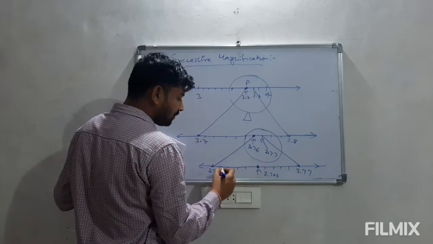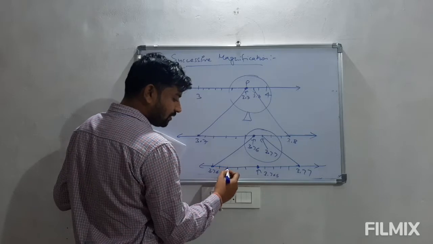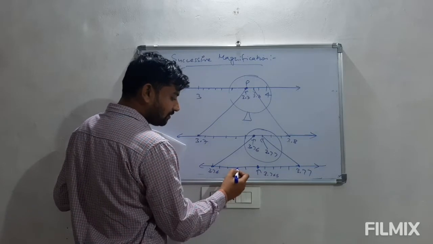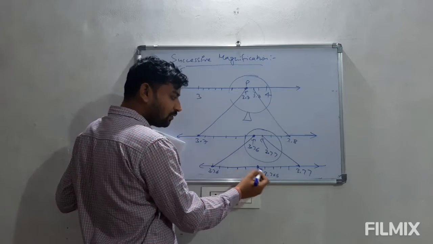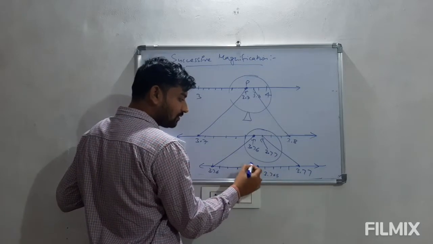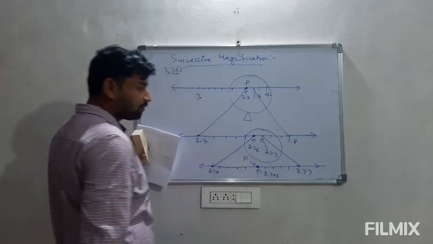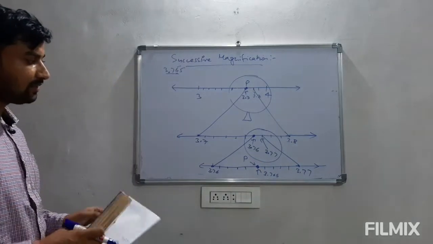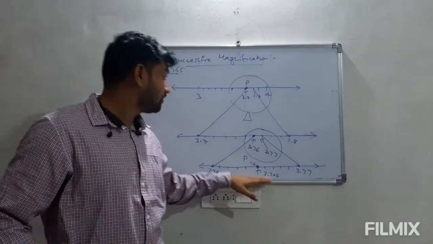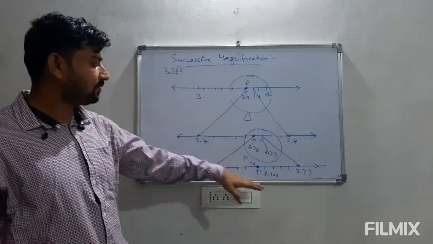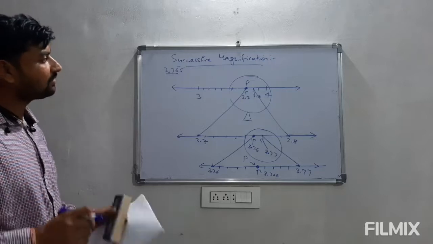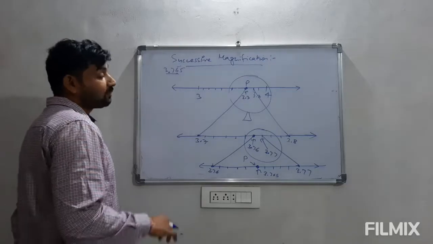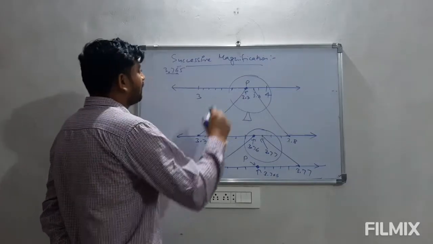So this will be the fifth, 3.761, 3.762, 3.763, 3.764, and this will be 3.765. So this is our final point which we need here. So we can say this is the point which is required, that is 3.765. So this is how we go with this method, that is successive magnification. I am explaining it again.